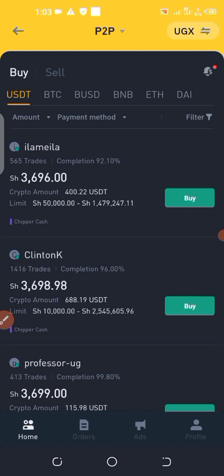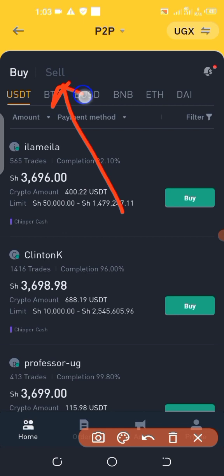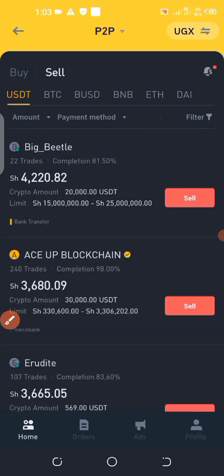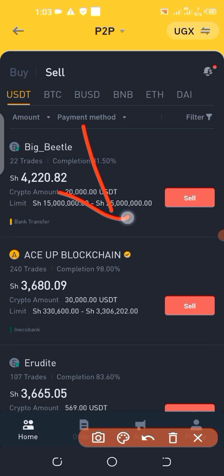So later on, if you also want to sell, you just come here on this option of sell. This was buying, now we want to sell our USDT, just in case we have it there. So you tap there and go to sell. You understand? So here in Uganda, you can see that a lot of people are selling. This person is selling at 4,000. This one is selling at 3,680. You understand? So you see the price, this one is selling at a higher price.